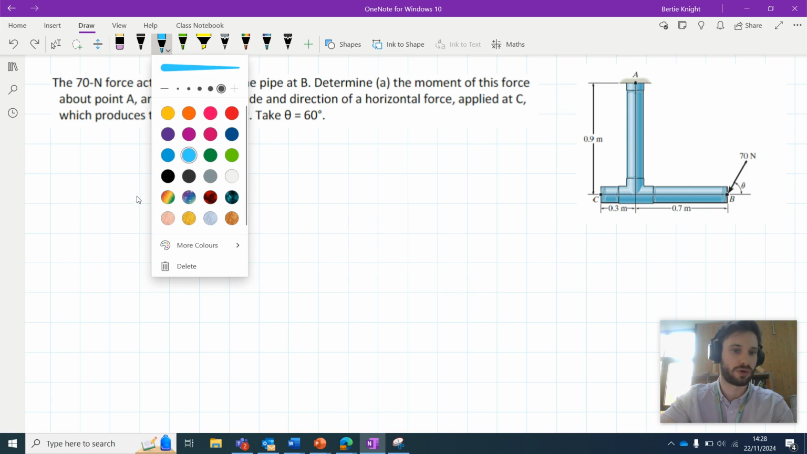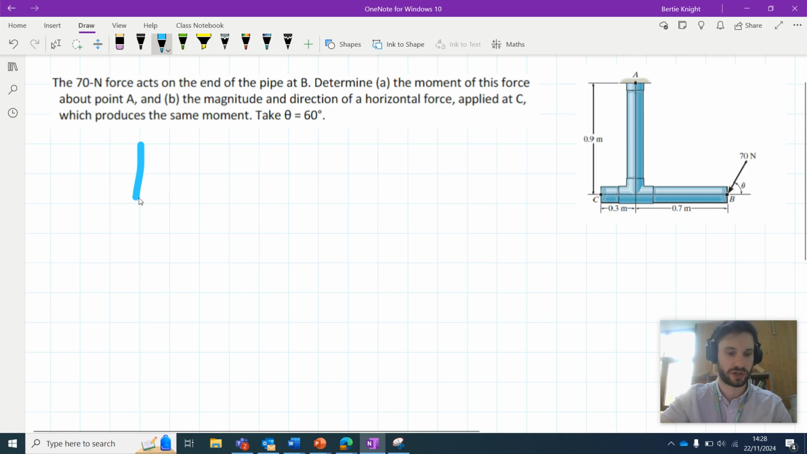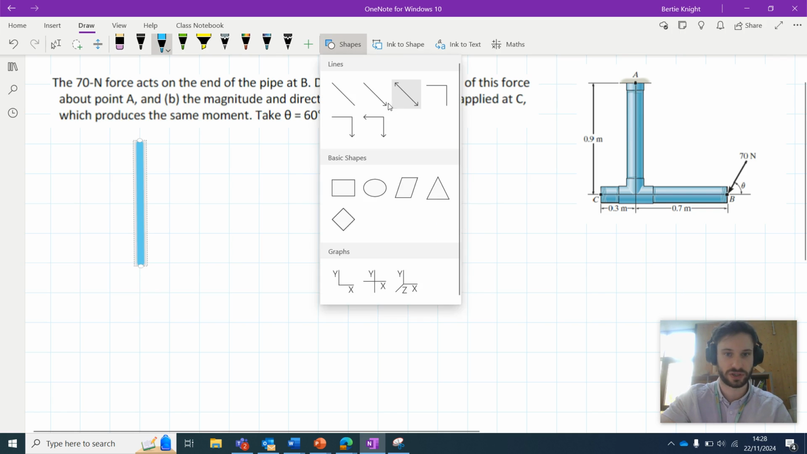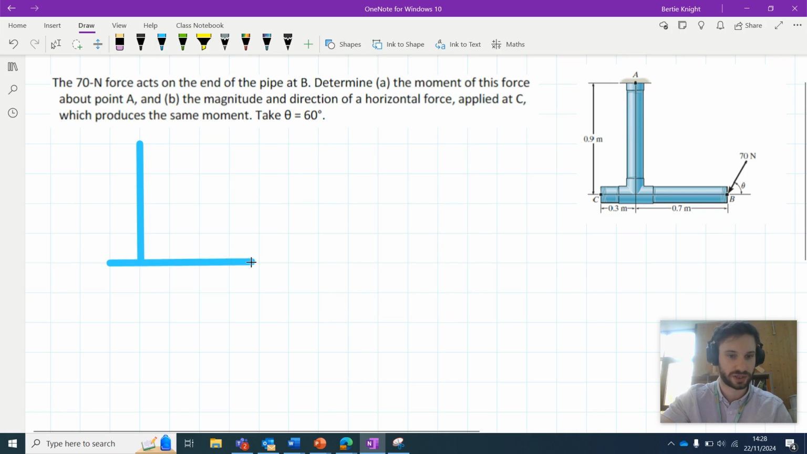Just to save time here, I'm not going to draw all of the geometry onto our free body diagram. What I'm going to draw is this pipe, or just the shape of the pipe. Looks something like this, doesn't it? And we can infer the geometry from the diagram we have here.